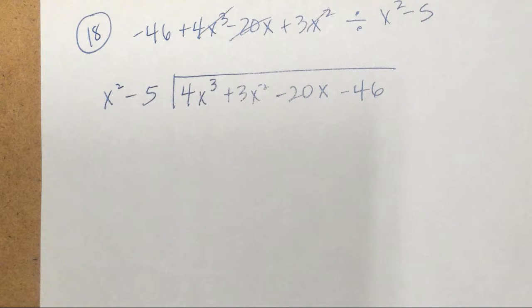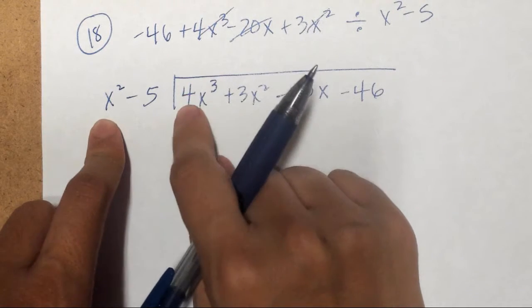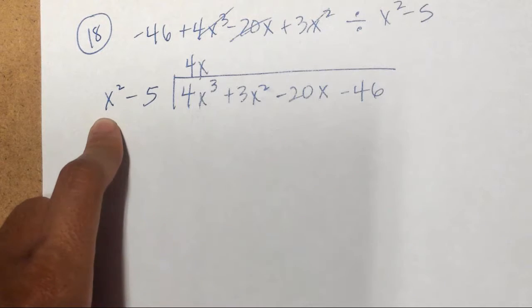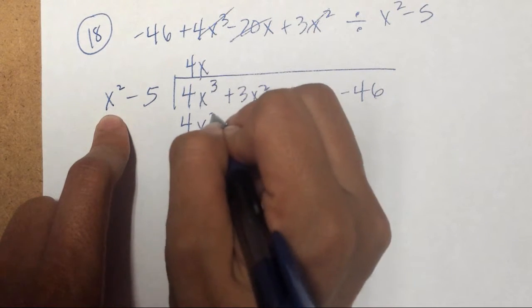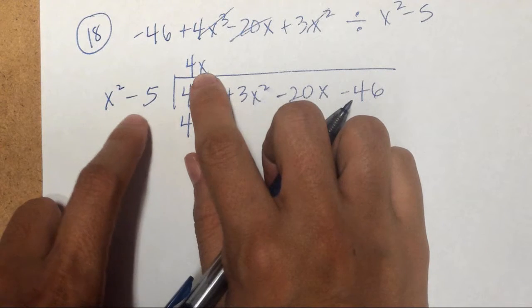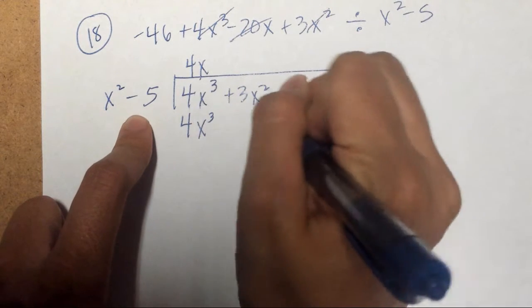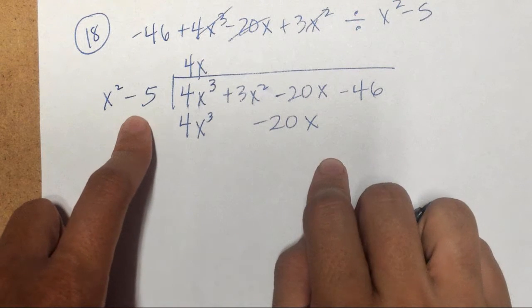Alright, so first things first. x squared times what gives me 4x cubed? So I'm missing a 4 and an x. So 4x times x squared is 4x cubed. 4x times negative 5 is negative 20x. And I'm going to put it here because it lines up with the x's.